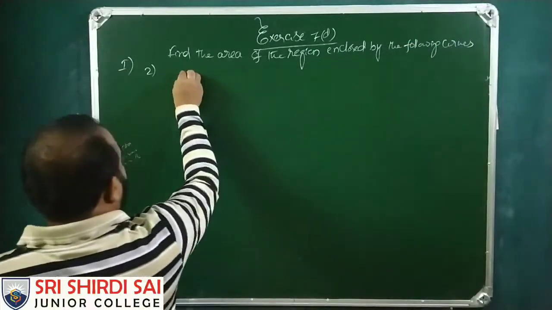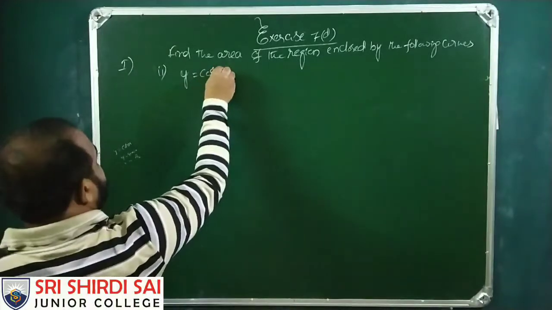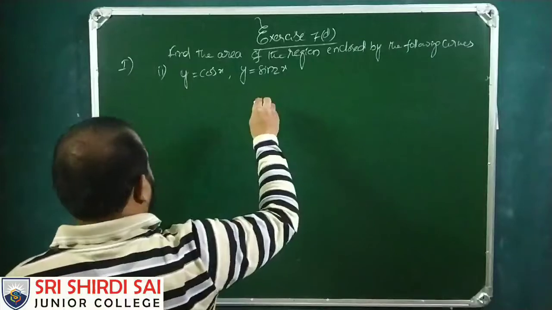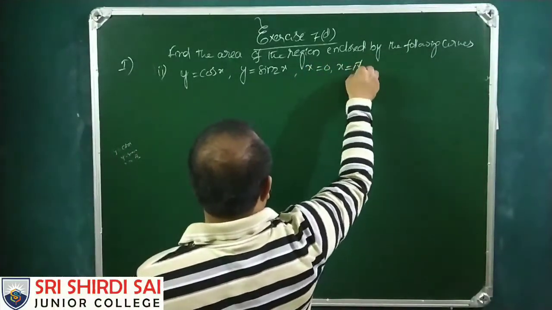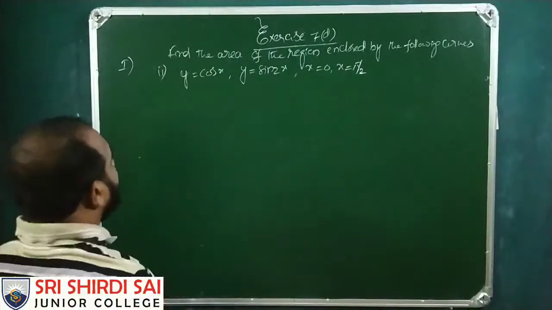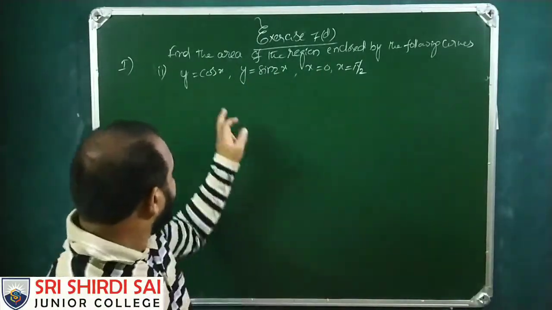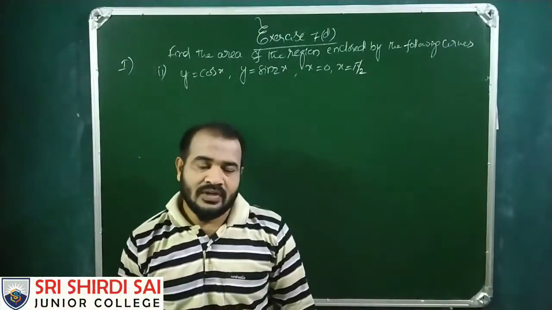y is equals to cos x, y is equals to sin 2x, x equals to 0 and x equals to pi by 2. So we need to find the area of the region bounded by these two curves and x equals to 0, x equals to pi by 2.